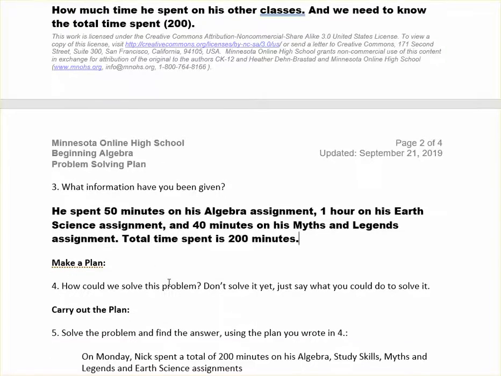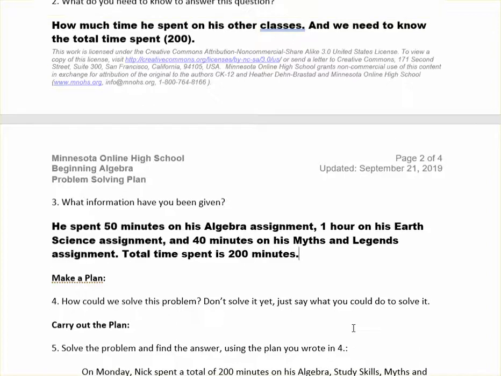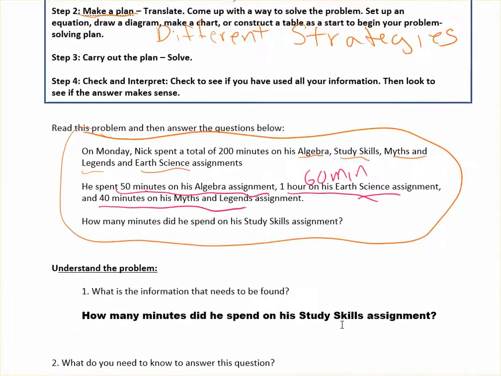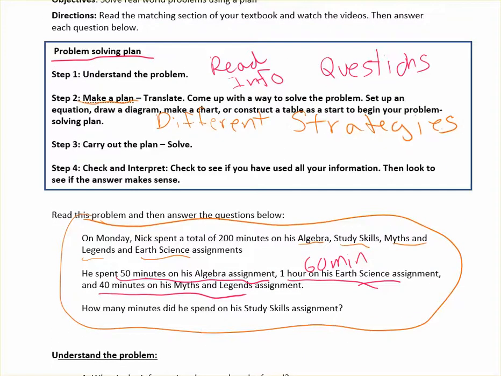Make a plan. How could we solve this problem? Don't solve it yet, just say what you could do to solve it. There's more than one way to solve this problem. We could write an equation where this plus this plus this plus this, study skills, equals 200. We could just take the 200 and start subtracting what we know. There's probably other ways too.